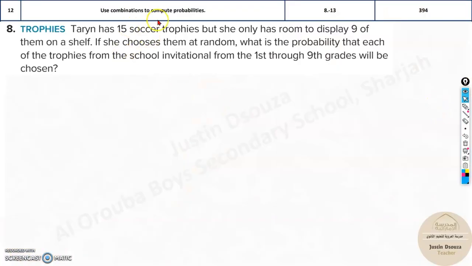It is on using combinations to compute probabilities. Now let's read this problem, understand it, and then I will talk about it. First of all, Tareen has 15 soccer trophies, but she only has room to display 9 of them on a shelf. If she chooses them at random, what is the probability that each of the trophies from the school invitational, from 1st through 9th grade, will be chosen?